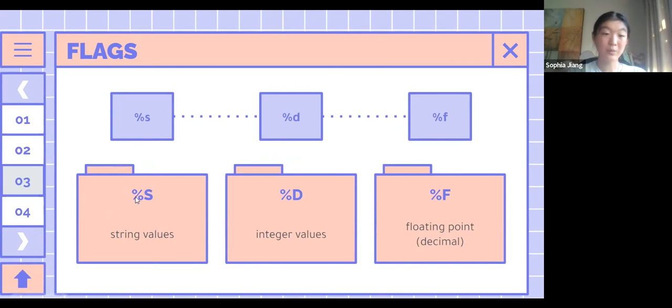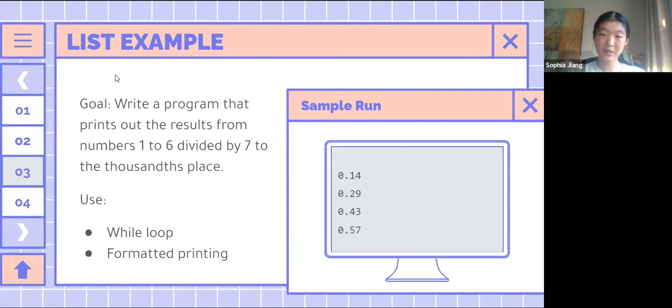So we have a %s, this is for string, %d would be for integer values, and %f would be for floating points or decimals. Don't get confused with doubles and %d. Remember, integer, %d, doubles, %f. So let's do an example, see how this works, right?